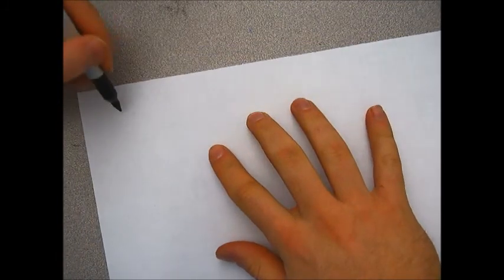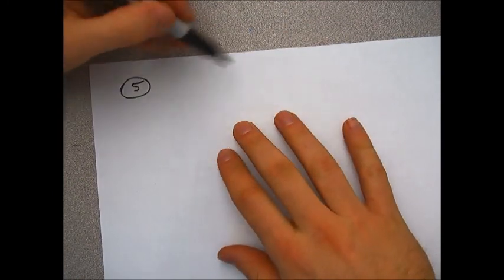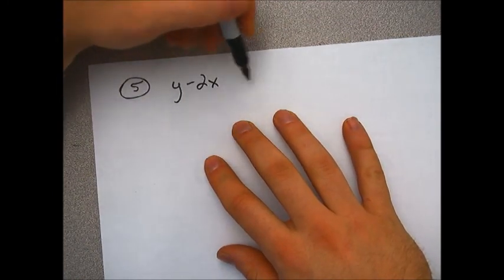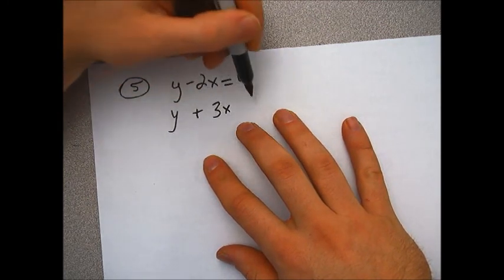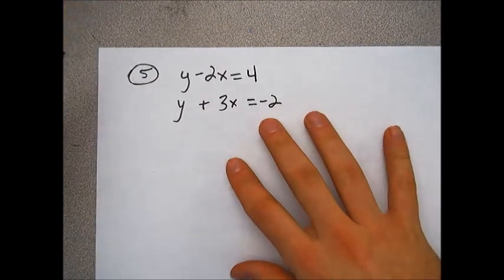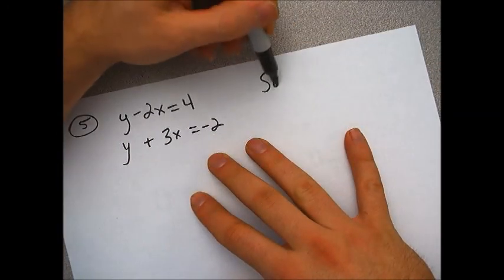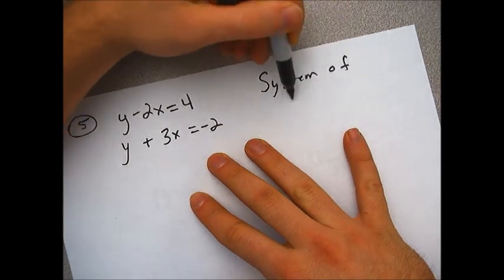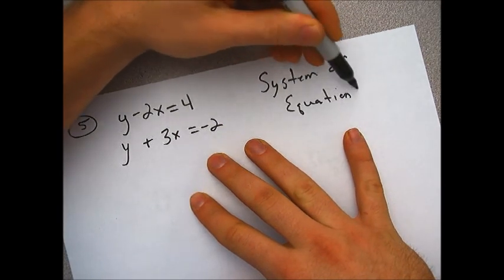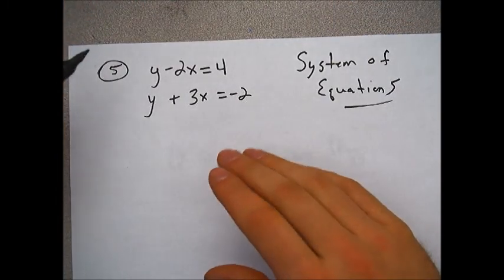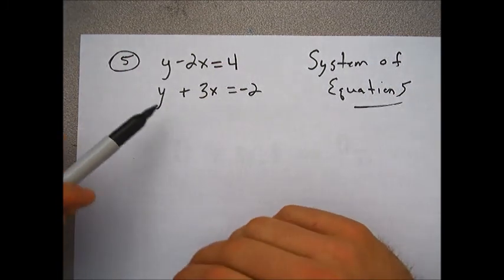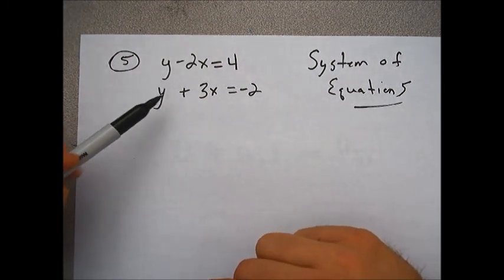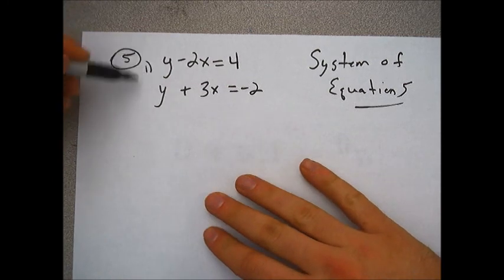Okay, our next problem is going to be solving a system of equations. So we'll say this is number 5. And let's say we have y minus 2x is equal to 4, and y plus 3x is equal to -2. So before we start to do this, and again, this is a system of equations, okay? The answer to a system of equations is where your lines intersect.